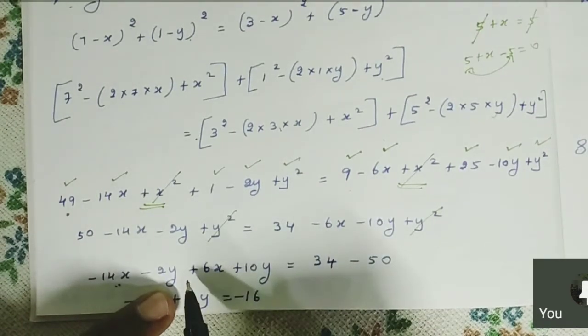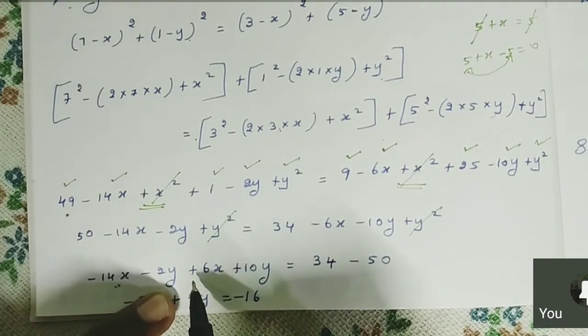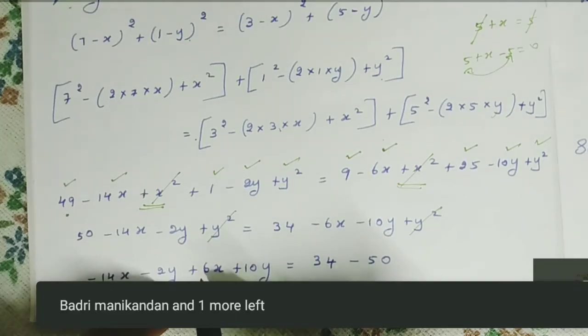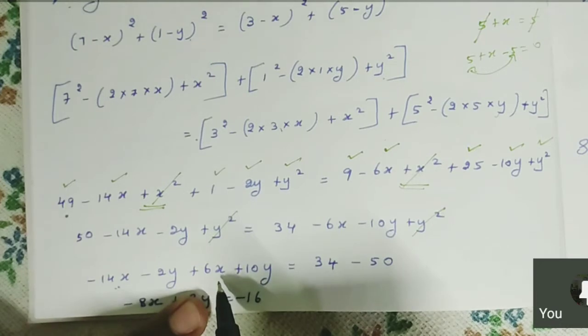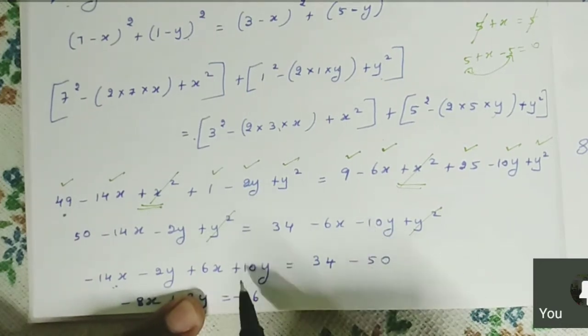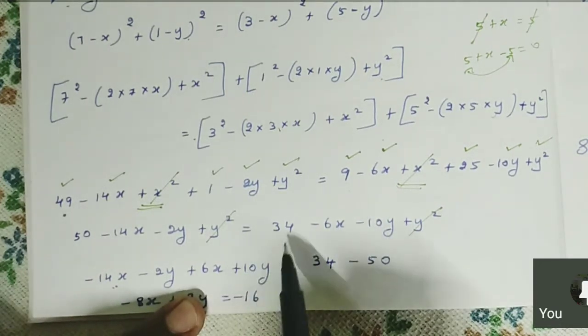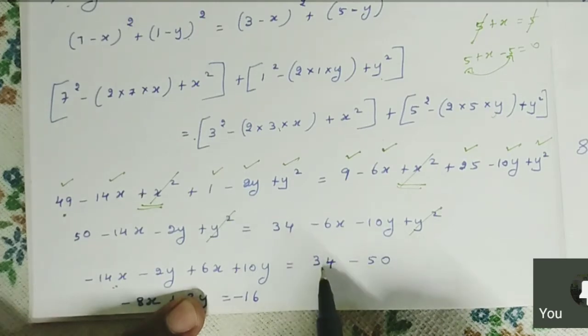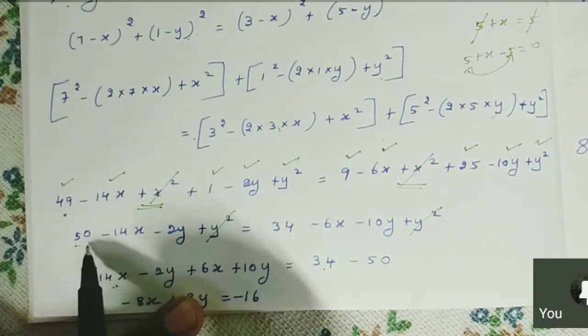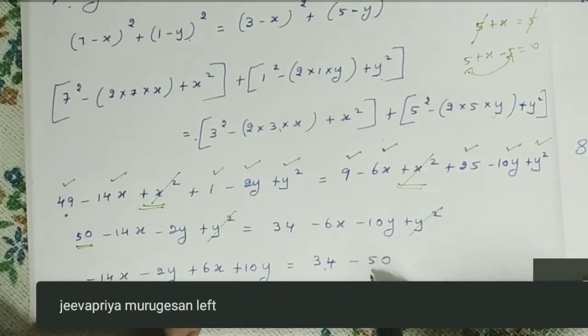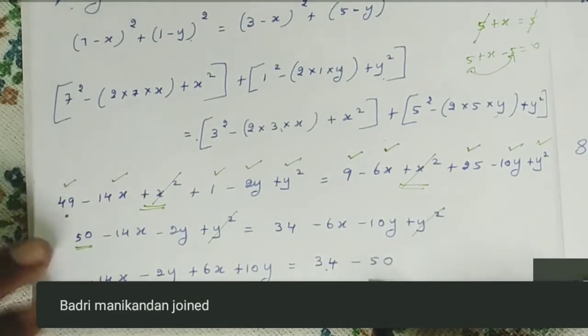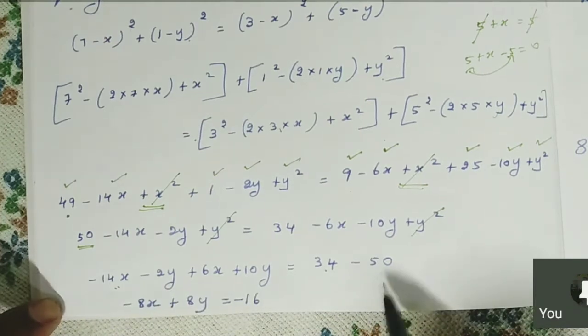It will cross the equals and become plus 6x. Clear? Transposing minus 6x, it becomes plus 6x. Transposing minus 10y becomes plus 10y. So right hand side only 34. Now we can transpose the 50 to the right hand side because it is a number. So plus 50 becomes minus 50. Are you clear?